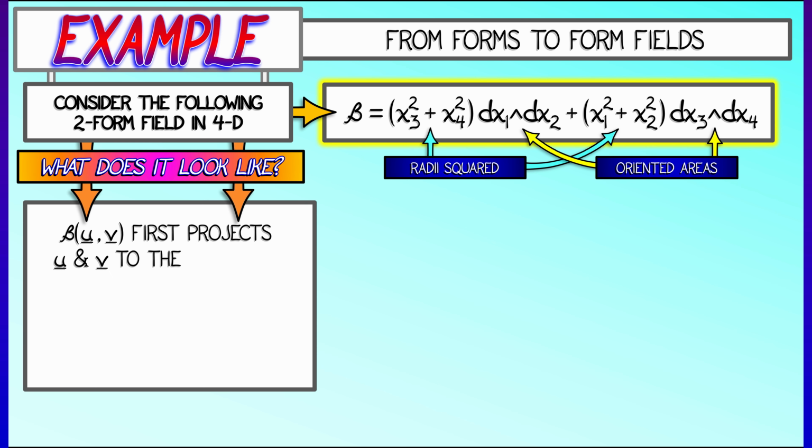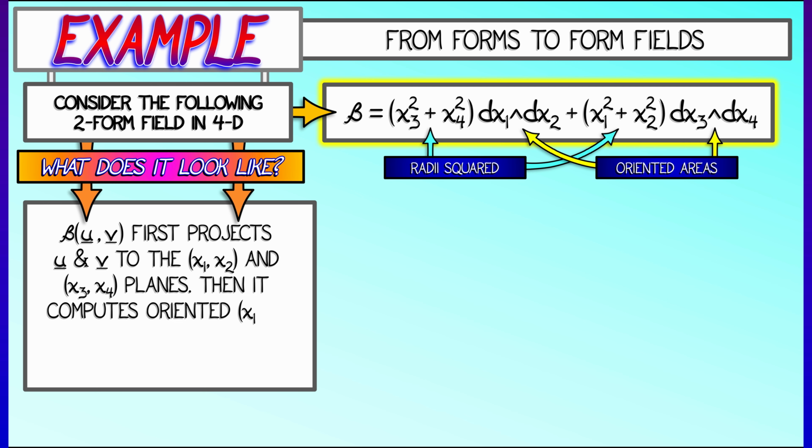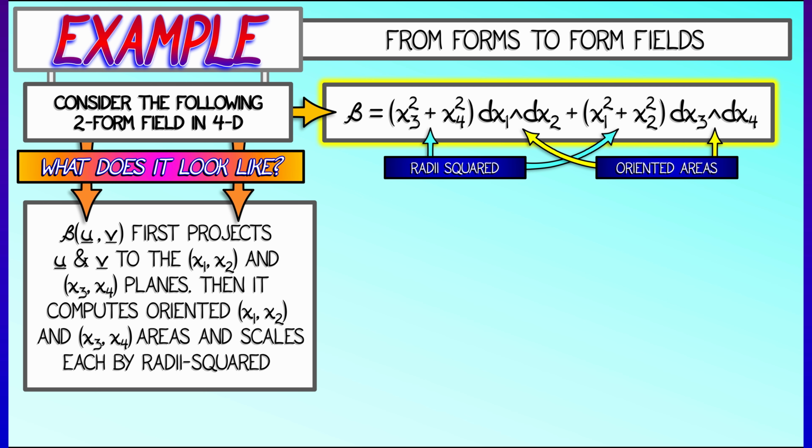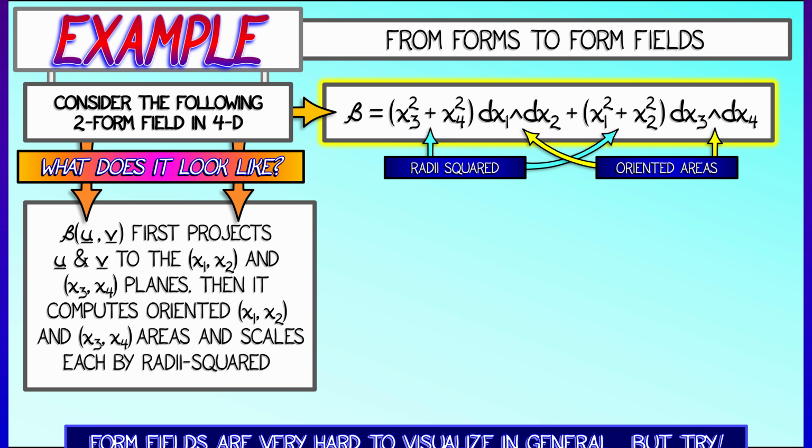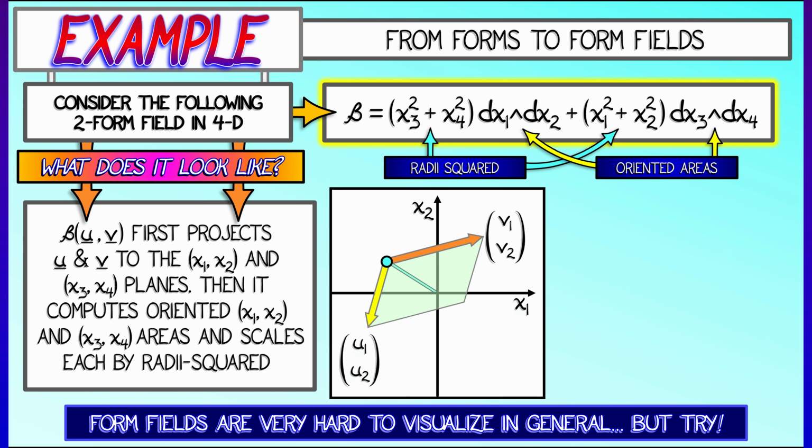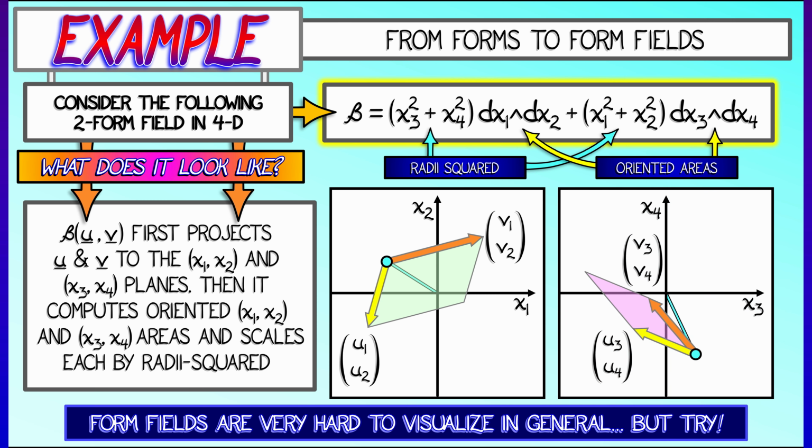So if at a point I feed beta a pair of vectors in 4D, call those u and v, then what it does is projects those vectors to the x1, x2, and x3, x4 planes. Then it computes oriented projected area in each of those planes, and then scales that area up by the squared distance to the origin, swapping the two planes that you're working with. Now, this is kind of hard to visualize. You can, in this particular case, draw a picture or two, but in general, you're going to have to rely on your algebraic understanding of these form fields. Okay, so that's one example.